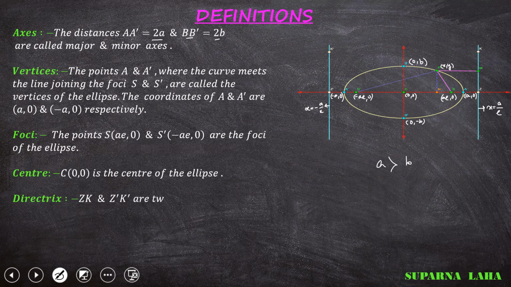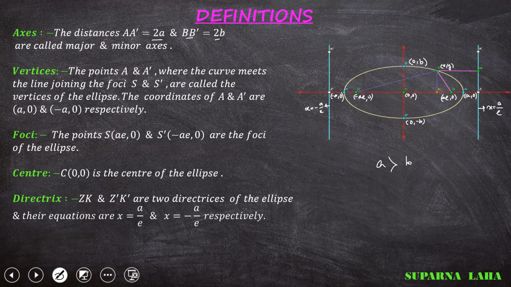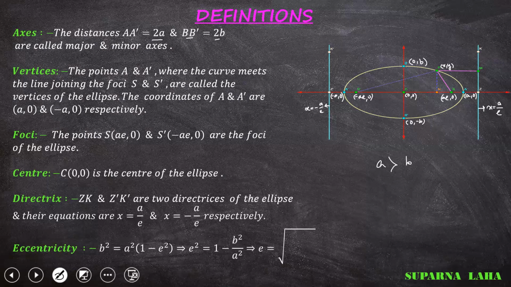And next is the equation of the directrix. So the equation of the directrix is x equals a upon e, and another equation is x equals minus a upon e. This is the equation of the directrix. So there are two directrices. The value of e is root over 1 minus b square by a square, which is always less than 1, since b square by a square is always a positive quantity, and since a is bigger than b, this whole term is always less than 1.